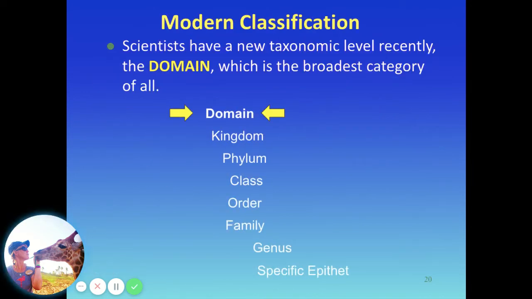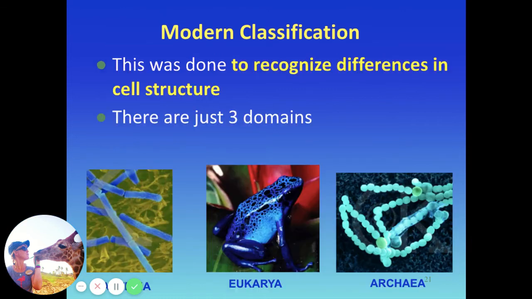So we use Linnaeus' system, but scientists have also added on to his system in modern times. We've added a whole new taxonomic level called domain, which is the broadest category of all. This was done to recognize differences in cell structure between organisms. There are just 3 domains. They are bacteria, eukarya, and archaea.